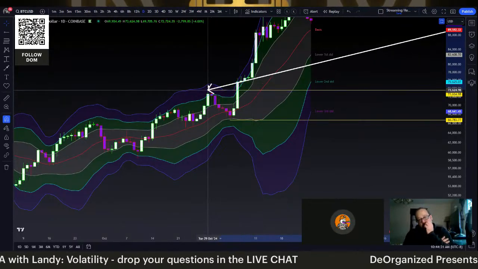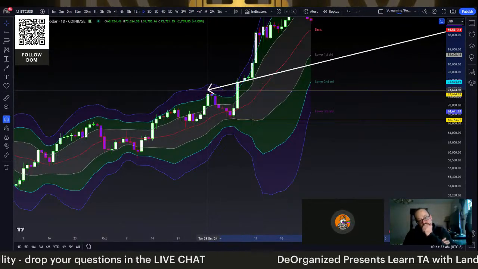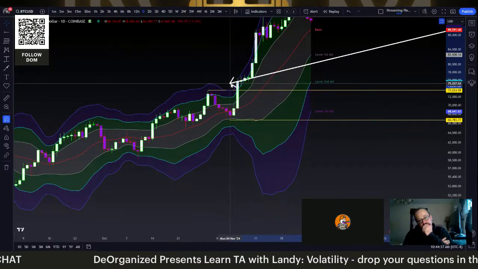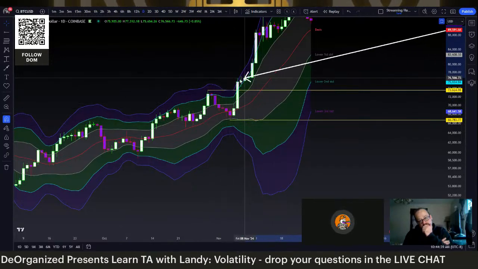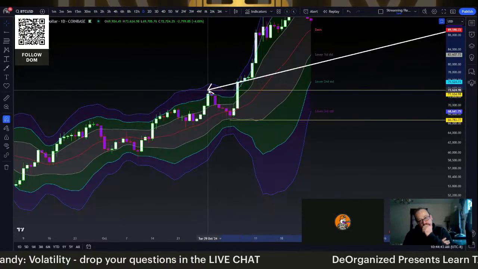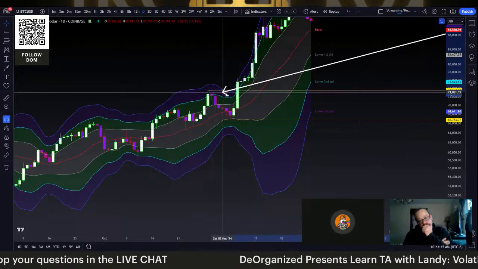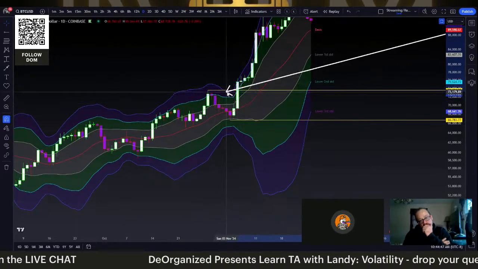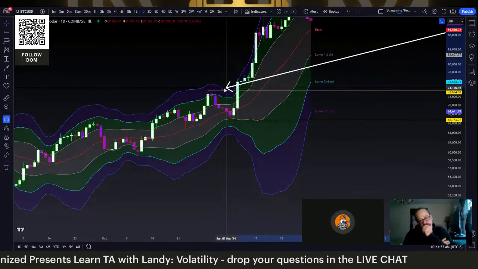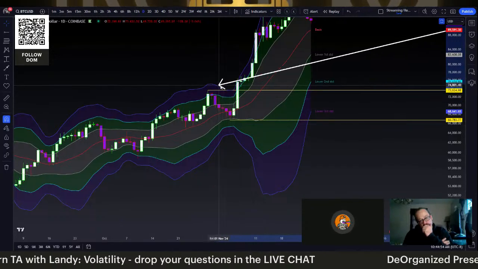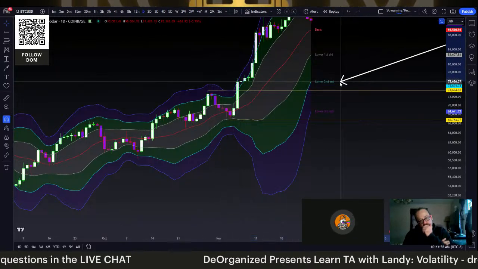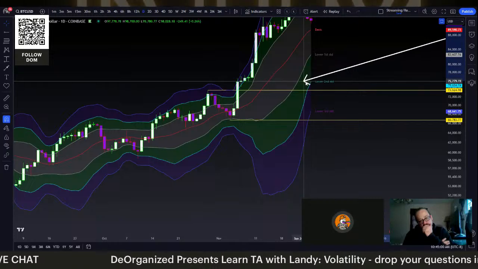So we have the high up here. We need to pass that on a close to get continuation. That would also put it above the upper second. And in this case, even above the upper third. So we know that if price closes above this high during this compressive phase, that it's going to kick off extremely high volatility because it's going to be not just 1, 2, or 3 standard deviations. It's going to be 3 standard deviations above just breaking that high. And that will kick off very aggressive expansion to the upside in this case.